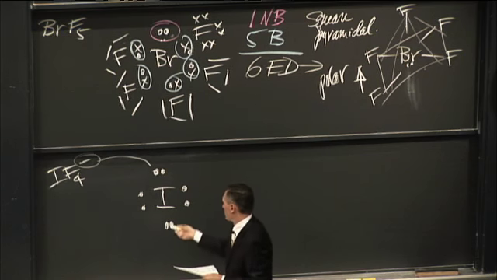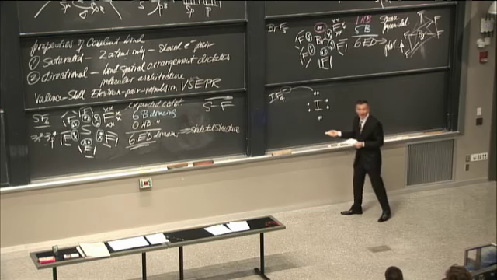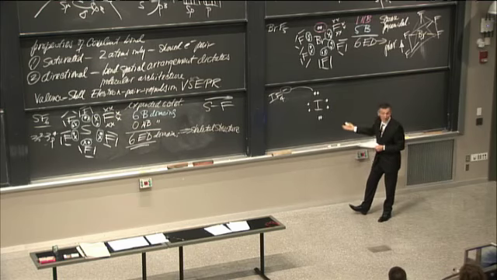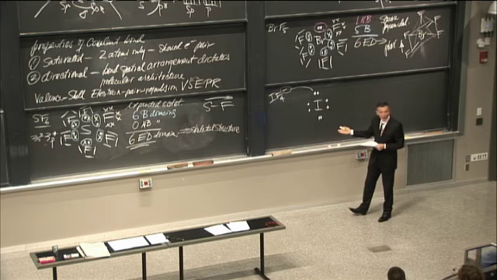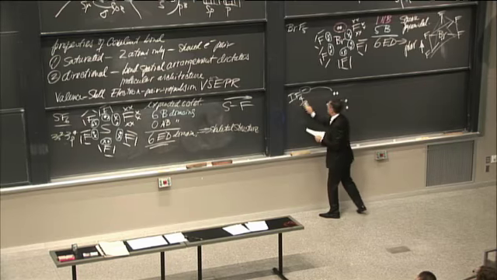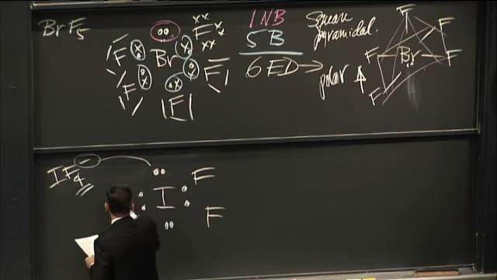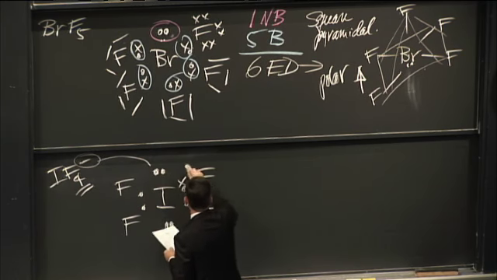So iodine's got 8 already. So we're off to a roaring start. It's got 8, and it hasn't even started bonding yet. So we know where we're going here. We're going to expanded octet land, aren't we? All right, so we need 4 more fluorines. We're going to put 4 fluorines. 1, 2, 3, 4.